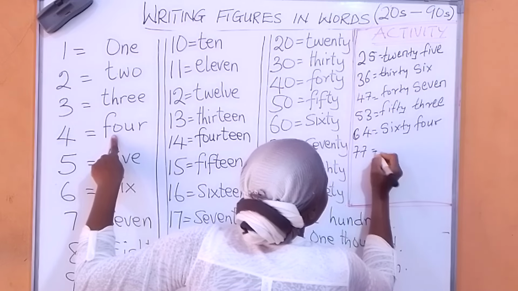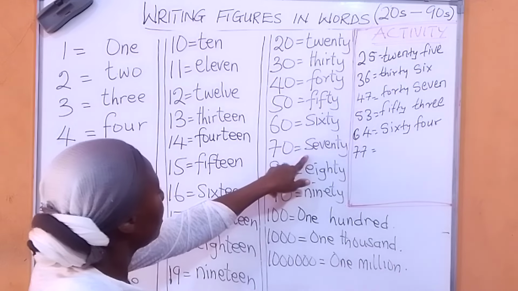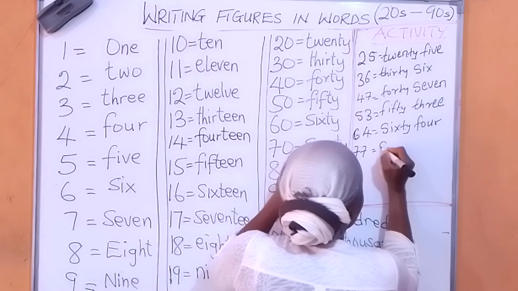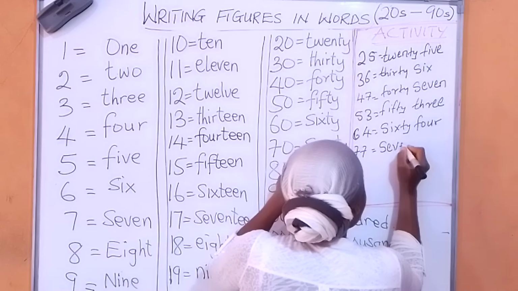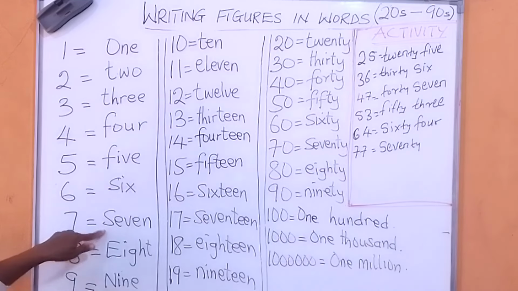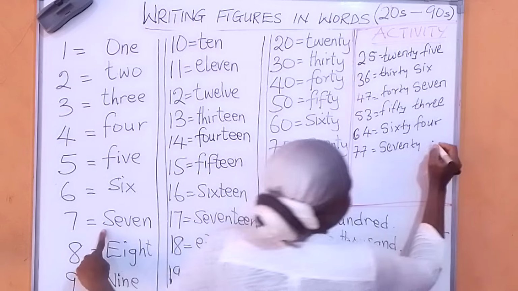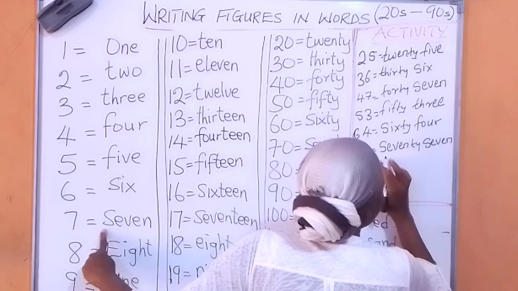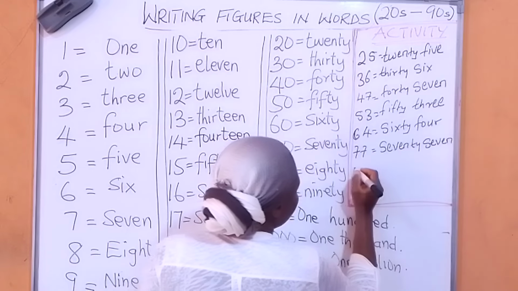77. This is 70. S-E-V-E-N-T-Y, 70. Then we have another 7 here. This is S-E-V-E-N, 7. That's 77.